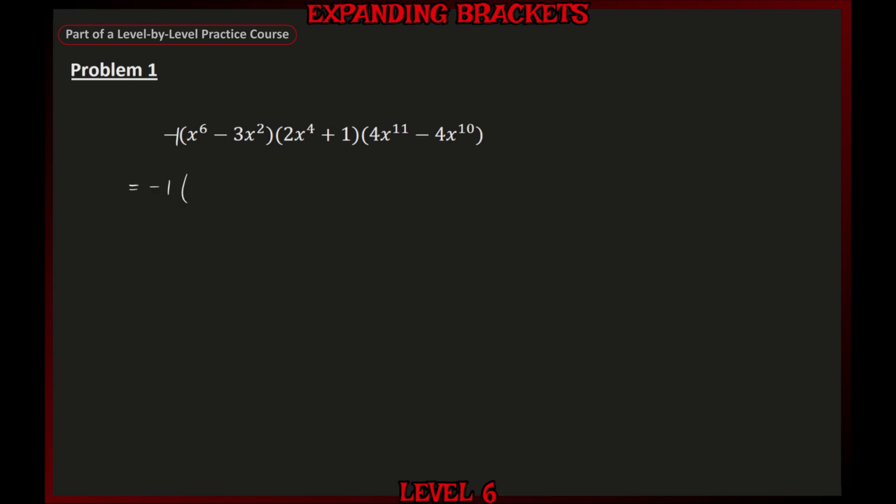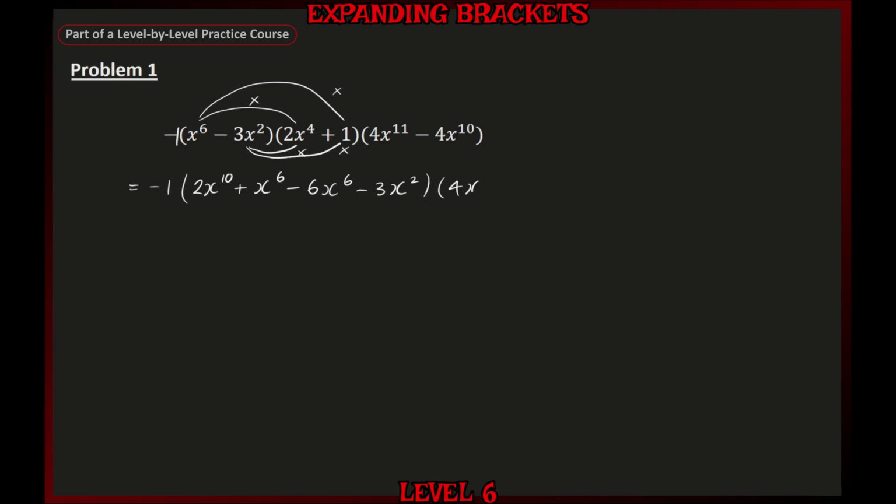brackets. So we have x to the power of 6 multiplied by 2x to the power of 4. So we're going to have to use our laws of indices here and add the powers when we multiply. So this becomes 2x to the power of 10. Next we have x to the power of 6 multiplied by 1, which is plus x to the power of 6. We have a minus 3x squared multiplied by 2x to the power of 4. Well, minus 3 times 2 is minus 6, and x squared times x to the power of 4 is x to the power of 6. And finally, minus 3x squared times 1 gives us minus 3x squared.